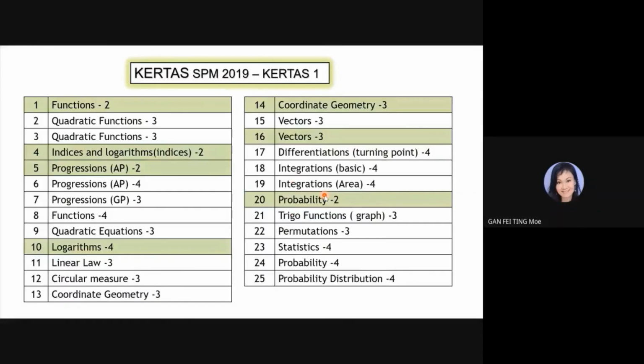Okay. Now for paper 1, these are the questions that are highlighted in green color. These are the questions that we are going to discuss. Okay, this is for paper 1. So 1, 2, 3, 4, 5, 6, 7. There will be 7 questions that I'm going to discuss.